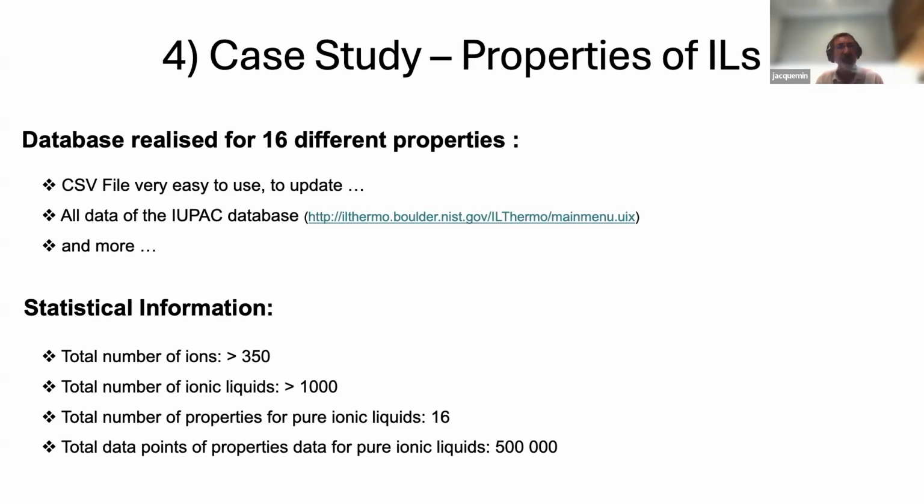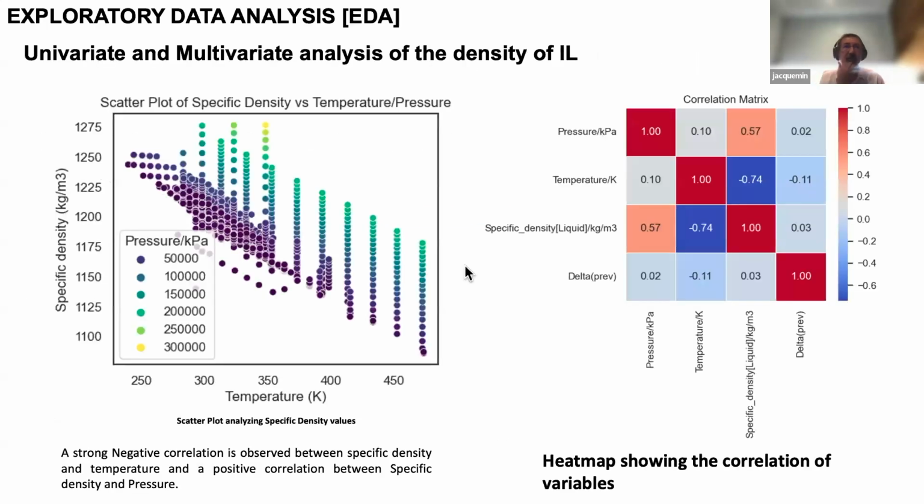Just to give you an idea, we extract the data from the NIST database, and we implement it into our Python code, and we explore data analysis, in order to get what type of variables we need to consider by looking at the density. This is an example plot of density against temperature, with different pressures, for one kind of ionic liquid. It's butyl methyl imidazolium hexafluorophosphate, if my memory is correct.